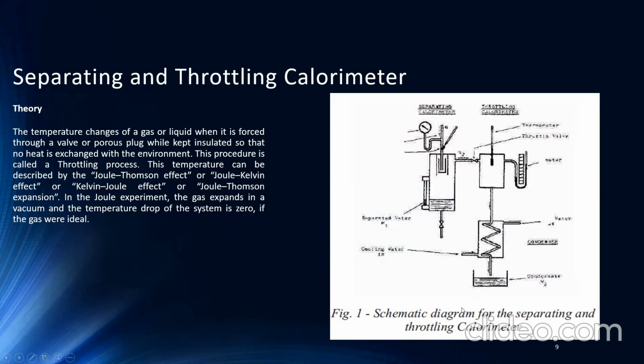This is a schematic diagram for the separating and throttling calorimeter. So, this is the separating part. What is tapped here? The steam is tapped here, so the steam separates here. Then the liquid goes down, and the steam goes there, where you reduce the pressure to get its value.